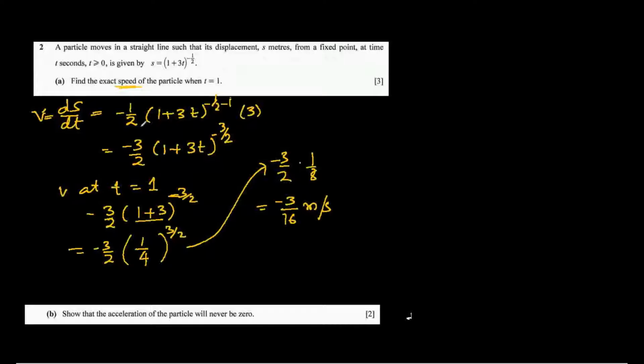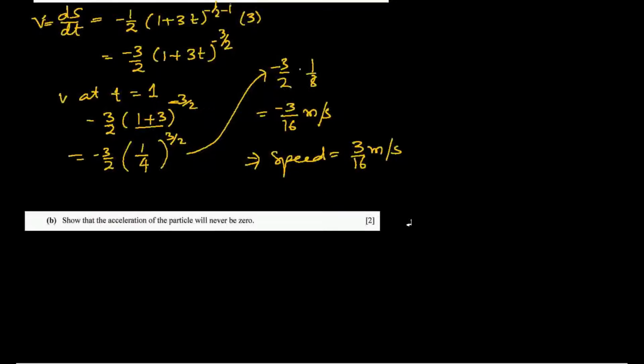But since it is speed, we will write speed equal to 3/16 meter per second, because negative shows direction and we don't want to know the direction.